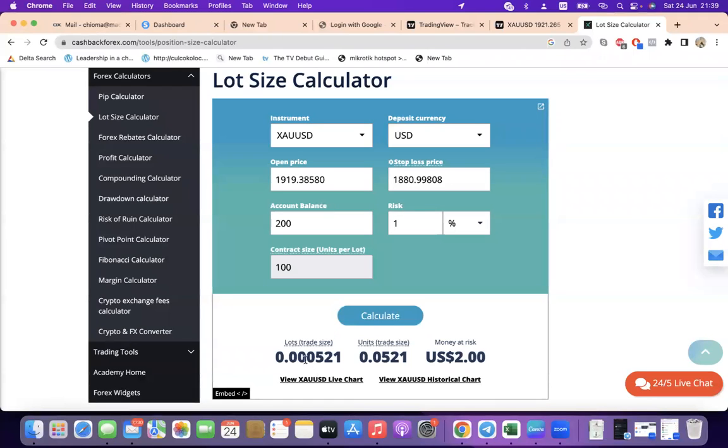But if you want to be stubborn, I would do a 0.05. And then if it clears my money, it clears my money. I go and sleep, because traders are the most stubborn people in this world.